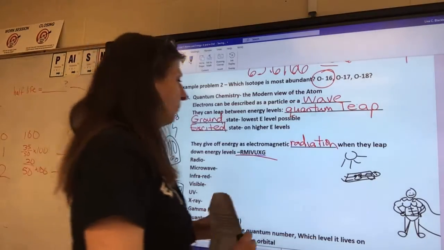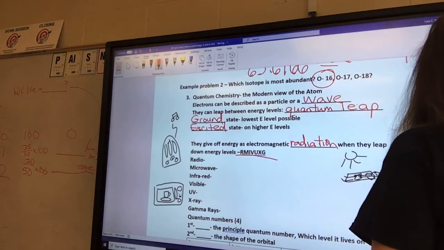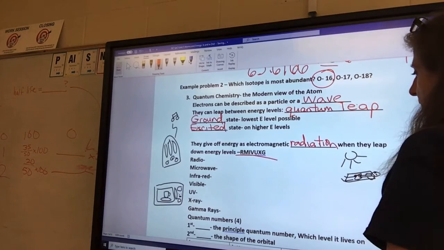All right, now, next idea, quantum numbers is like an address.